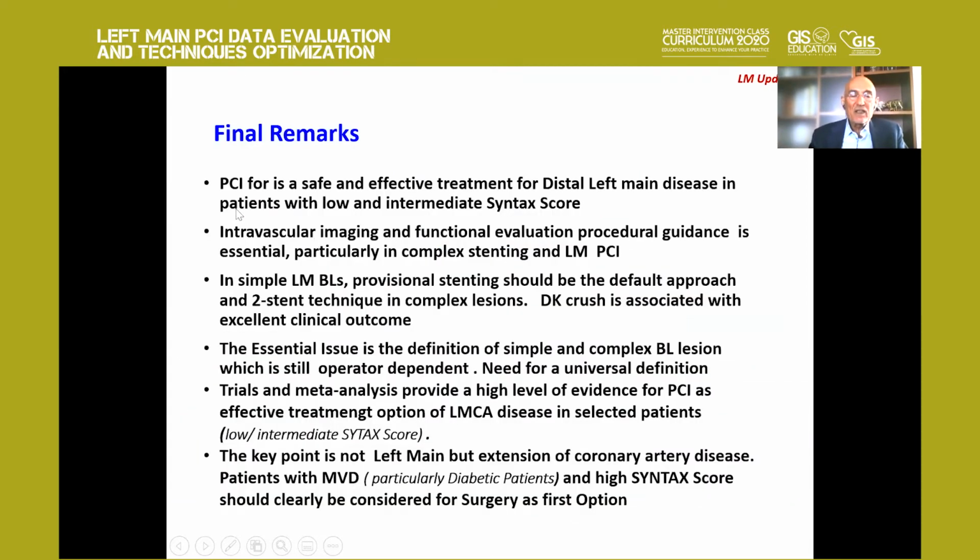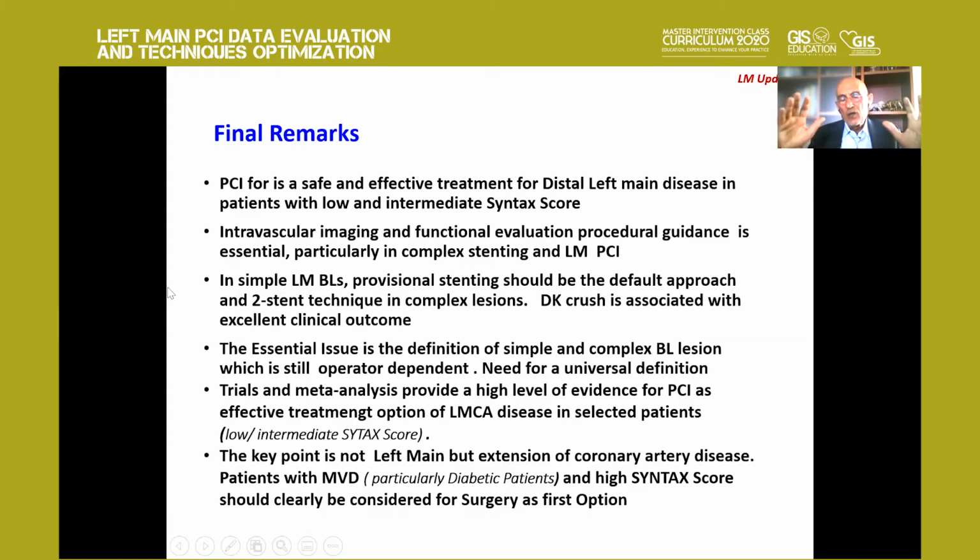So my final remarks are that angioplasty is a safe and effective treatment for distal left main disease in patients with low and intermediate syntax score. That means selection of patients is very important. Intravascular imaging and functional evaluation are crucial in having good outcome in these patients. In simple left main bifurcation, provisional stenting, as in any other bifurcation, is the default strategy. While if you have complex bifurcation, that means I would say a long lesion on the side branch or a long lesion on the circumflex, you should go for double stent, complex stenting.